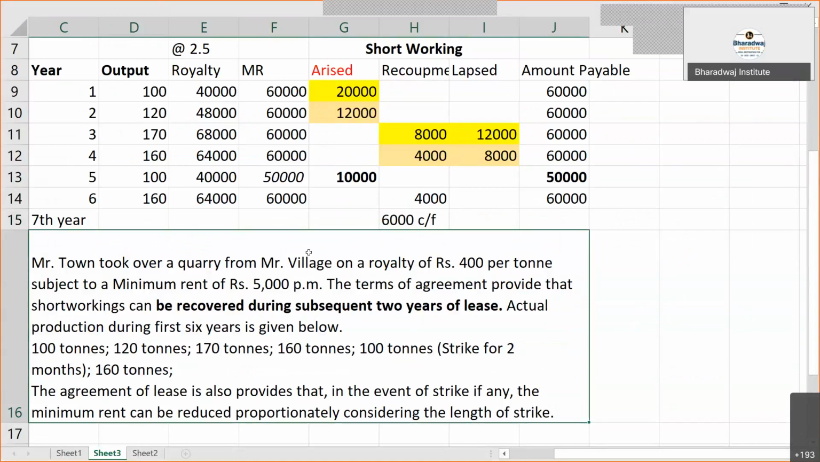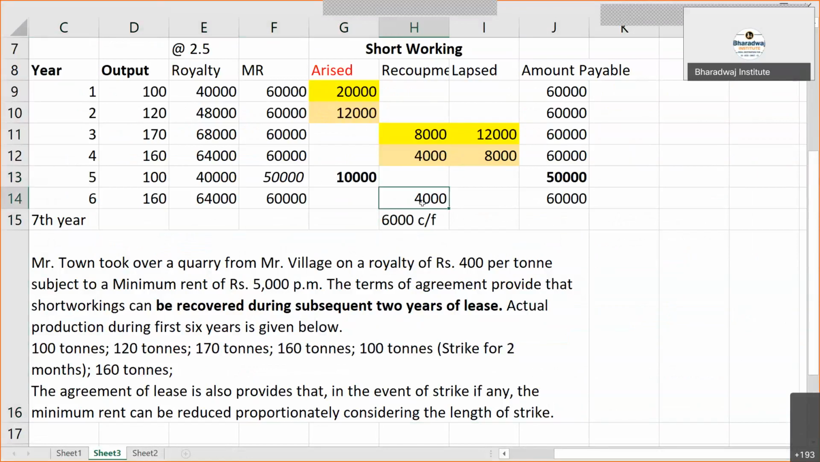It will be automatic. When out of 10,000 you recoup 4,000, the remaining 6,000 is carried forward. In the ledger, it will show as balance carried down. So that is automatically understood.